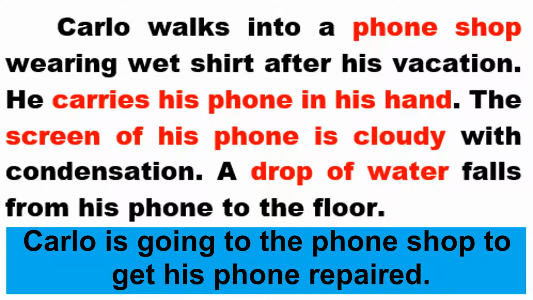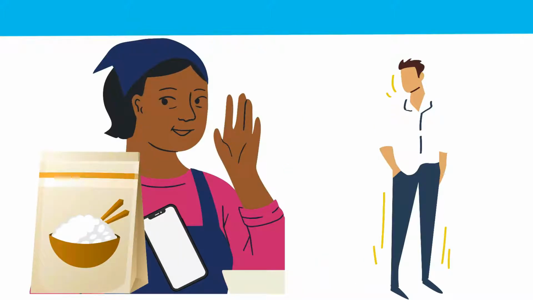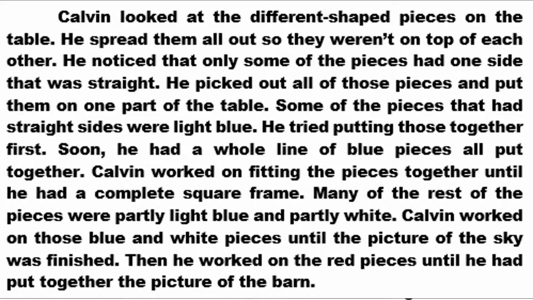However, the actual decision may be different from the conclusion you make. Carlo might decide to purchase a new phone. The seller might also tell Carlo to take the phone home and place it in a bag of rice to dry out the moisture. Let's practice drawing conclusions with this short passage.